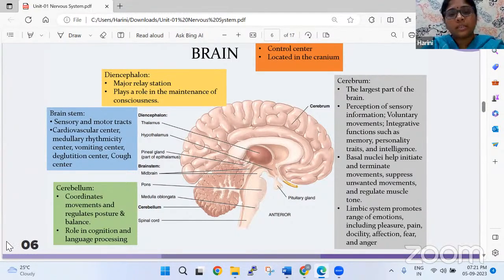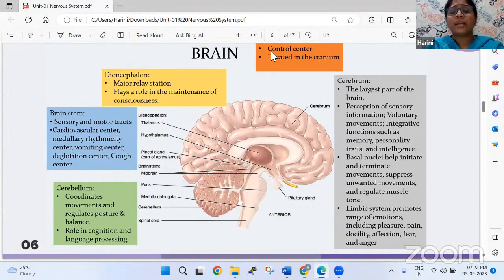So we can call the brain, in a simple word, a control center. It controls all the actions of the body. I'm talking to you, and you're listening to me now. All these actions are mainly controlled by my brain and your brain. So we can call the brain a control center.